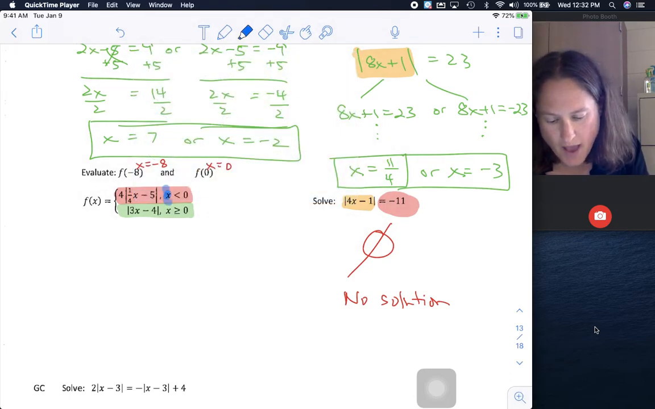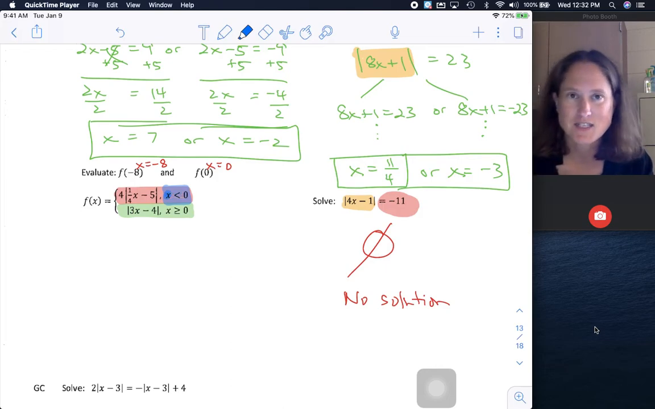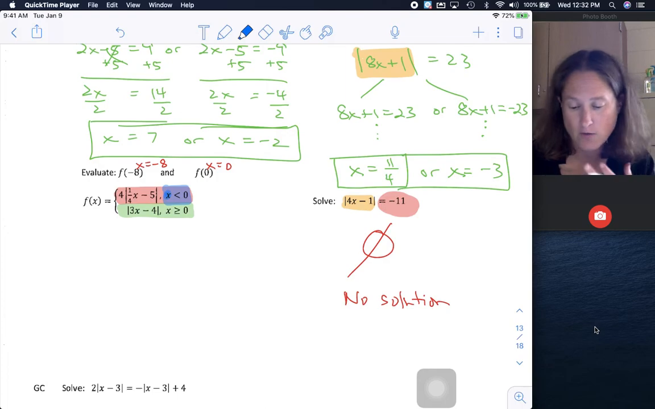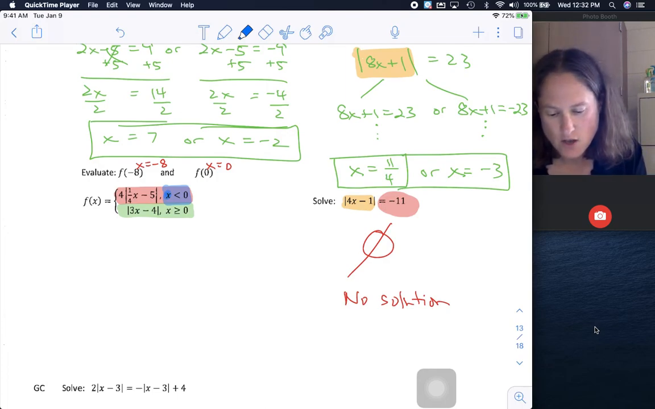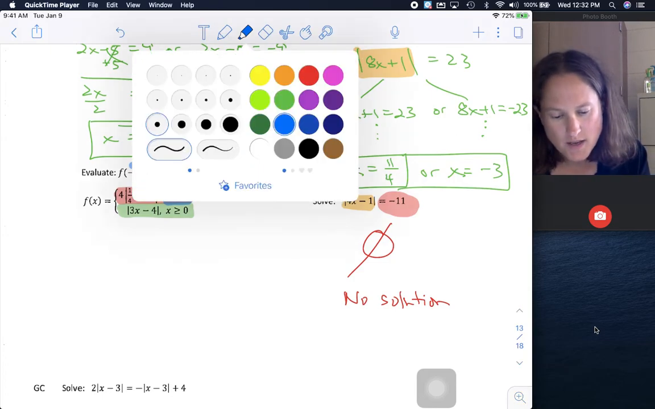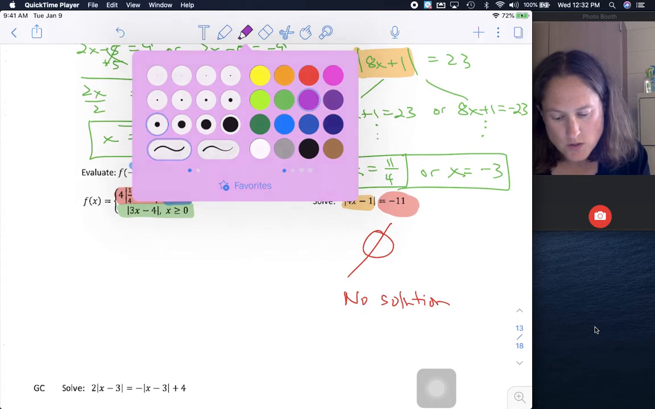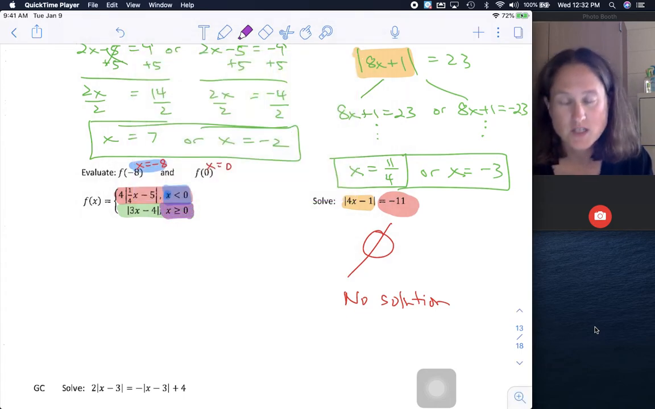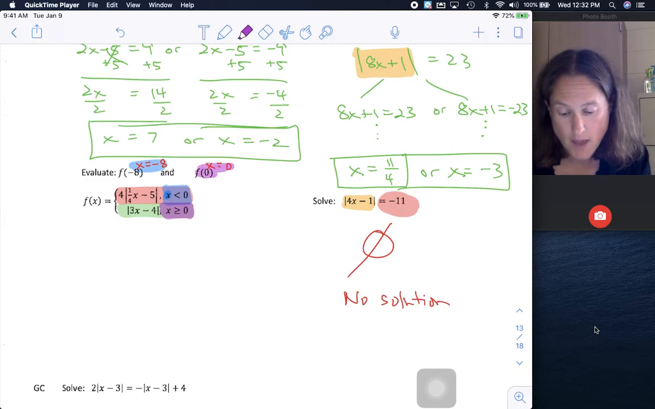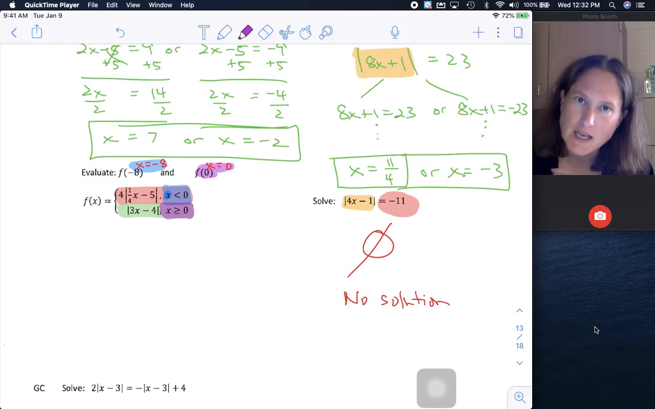This says when x is less than 0. What values are less than 0? -1, -2, -3, -4, -5, -8. So when I am trying to figure this out, I'm going to use that top one. The second one says when x values are greater than or equal to 0. Well, is 0 greater than or equal to 0? Absolutely. So I'm going to use that second one.